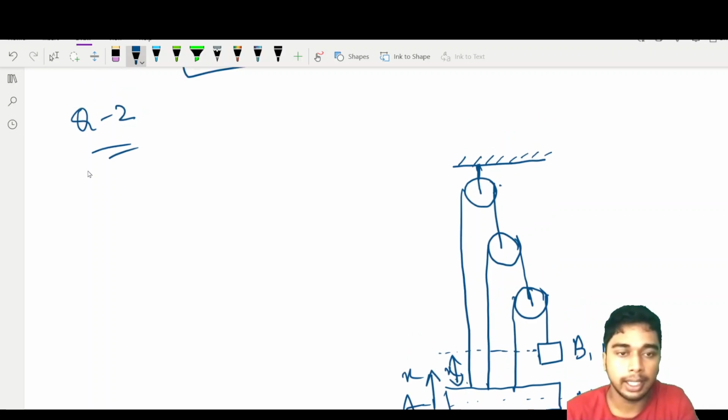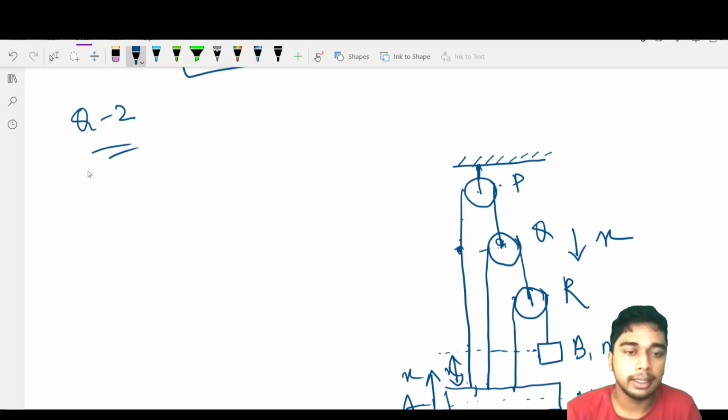Now, as this pulley is fixed, it will not move. I just name this pulley P, this pulley Q, and this pulley R. As it moves up, the wire will also move up by distance x. So it is connected to pulley B, and I know from the rigid body constraint condition that pulley Q should go down by distance x.